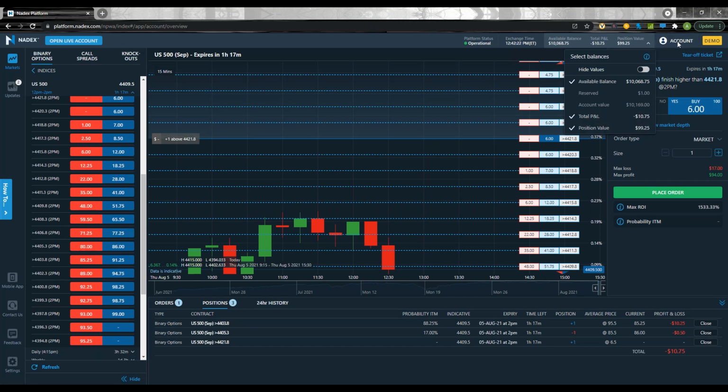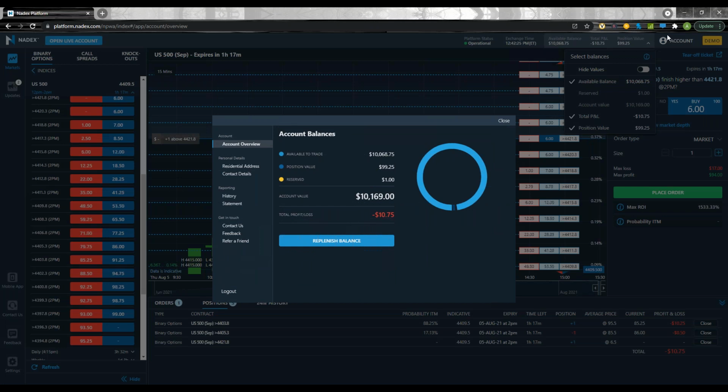Moving on over, we have our account section here. This is just going to be the account overview. Again, it's sort of just a stylized version of what you just saw up here at the top right. If I didn't have 10,000, you would see a little sliver of yellow in here for the reserve, but it just sort of splits it up like a pie chart so you can see the allocation of all of the funds in your account. We also have this replenish balance button.